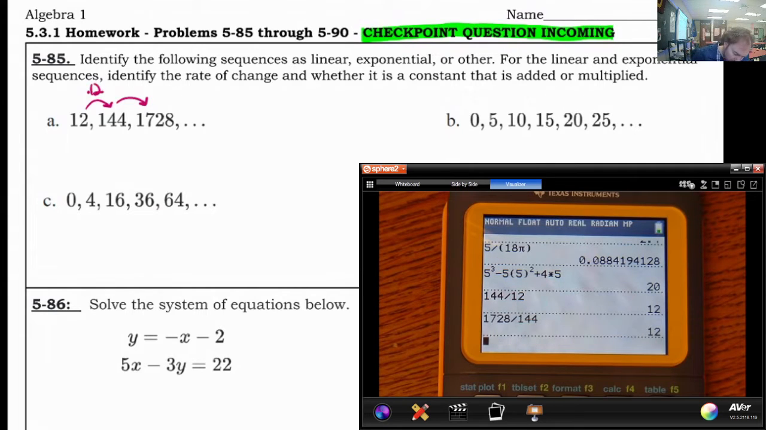That's times 12 also, right there. So this is exponential, and we're multiplying by 12. That's the game.